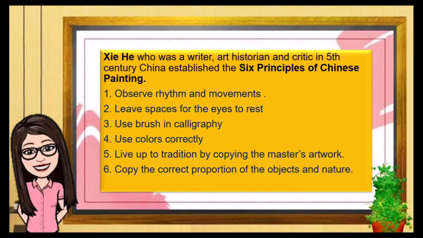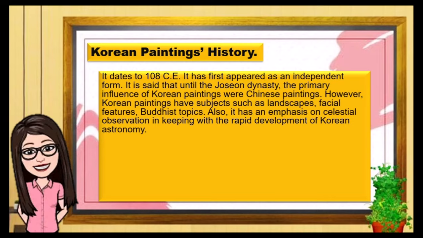Korean painting's history. It dates to 108 CE. It first appeared as an independent form. It is said that until the Joseon dynasty, the primary influence of Korean paintings were Chinese paintings. However, Korean paintings have subjects such as landscapes, facial features, and Buddhist topics. Also, it has an emphasis on celestial observation in keeping with the rapid development of Korean astronomy.